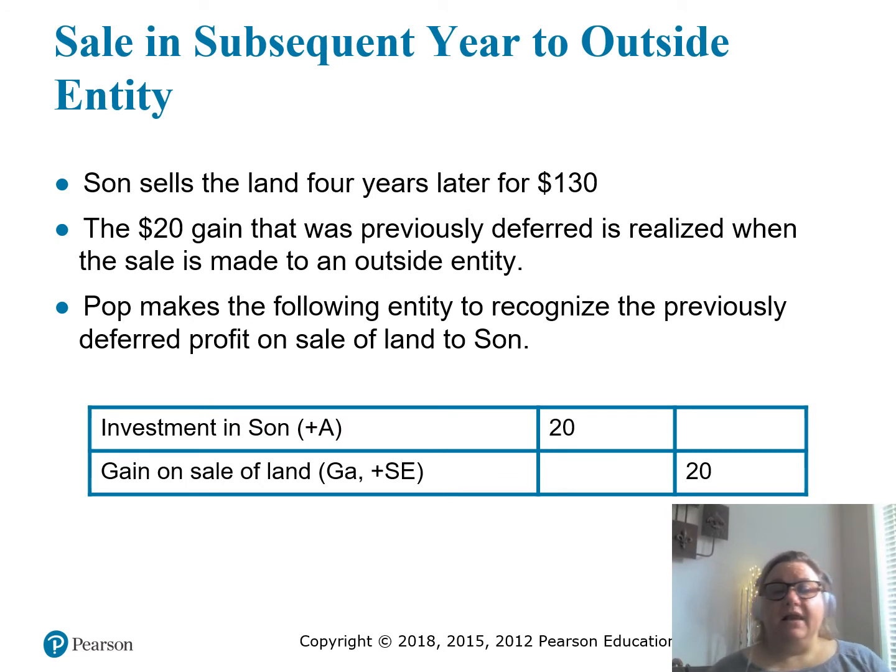Okay, now let's say Sun comes in and sells the land 4 years later at 130. The $20 gain that was previously deferred is finally realized when it goes outside of the company, not between parent and Sun, but outside of the company. So now you can finally take the gain. And then Pop will make the following entry to record the gain, basically showing a gain and increasing the investment in Sun.